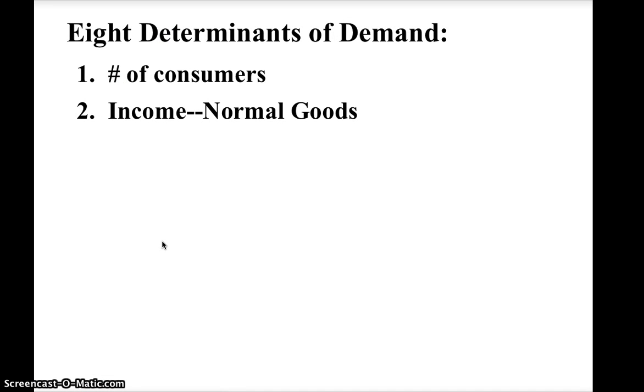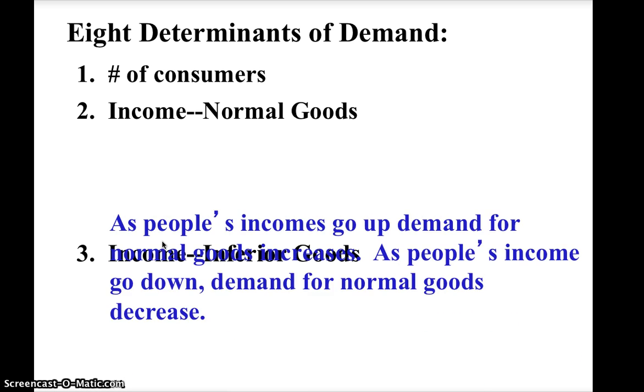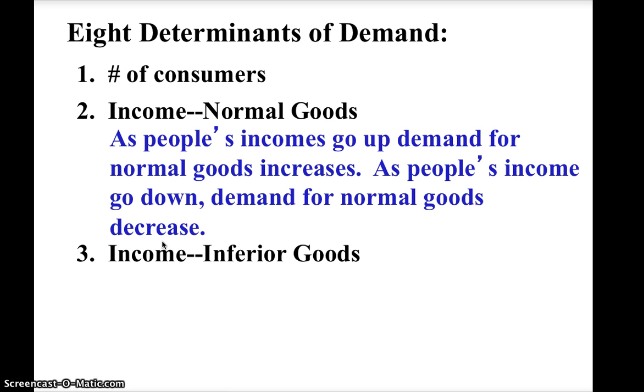The next determinant is income, and there are actually 2 subsets of income. There's income for normal goods and income for inferior goods. So let's start with the definition. A normal good is one where, as people's incomes go up, the demand for the normal good increases, and as people's income goes down, demand for the normal good decreases. So I would say that 95% of all goods are normal goods.